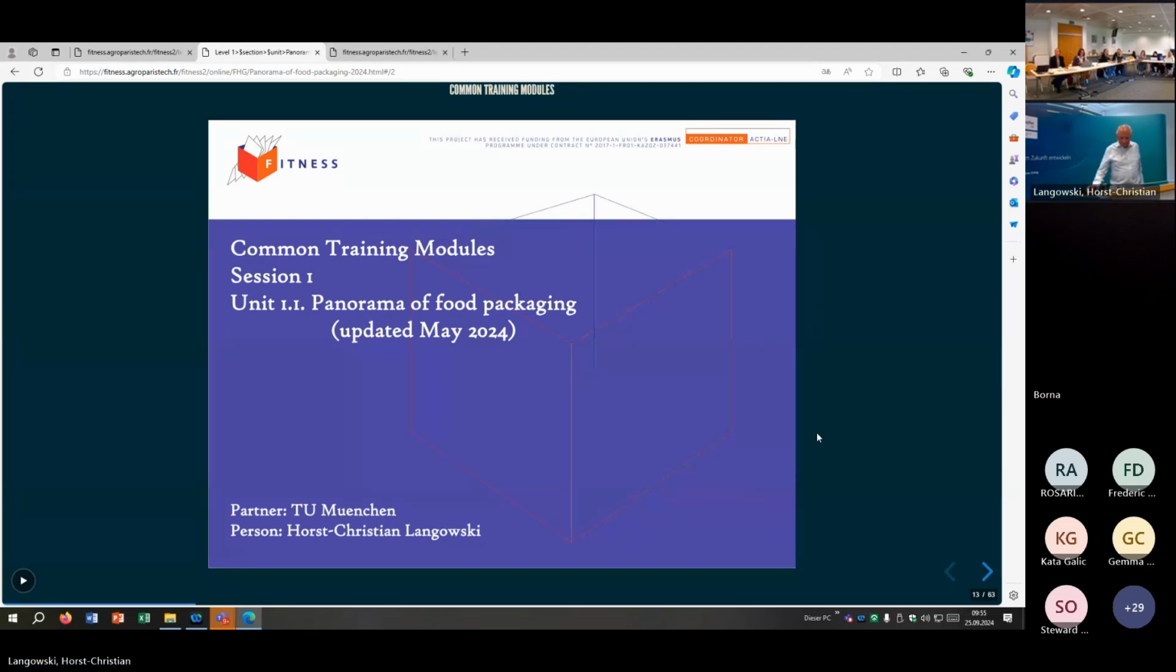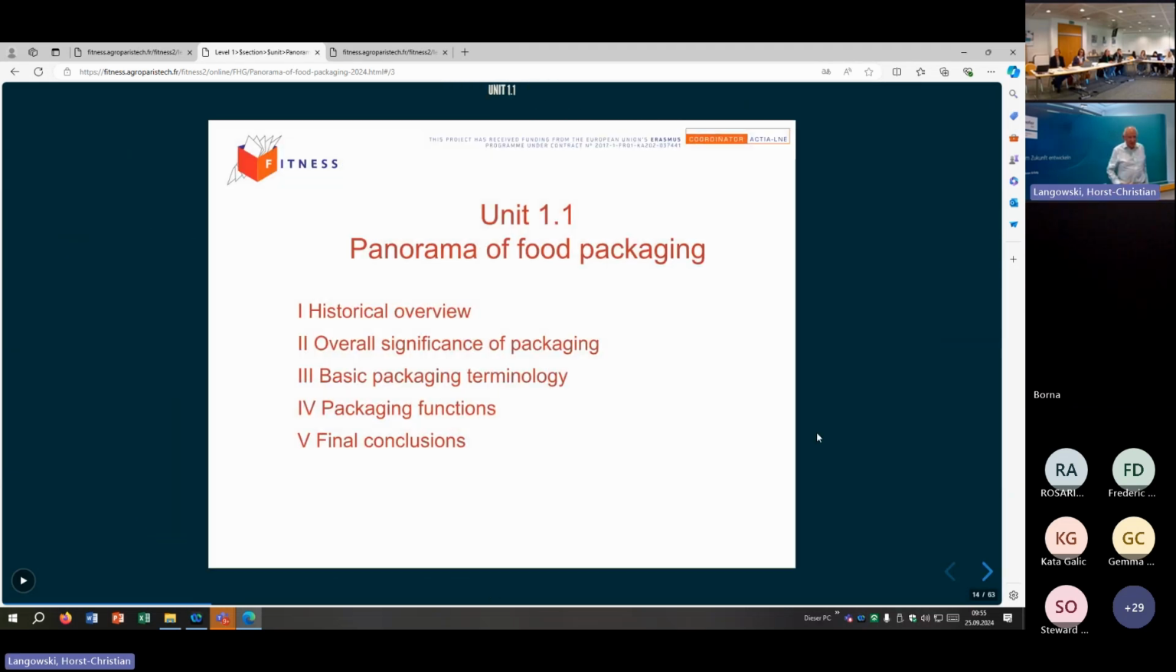So let's look. Yes. So just the outline. Oh, there's still unit 1.1 in it. We have to change it because this is from the old. Yeah, okay.